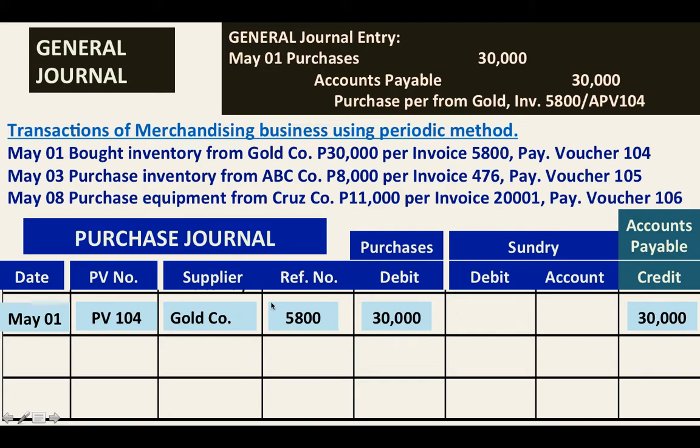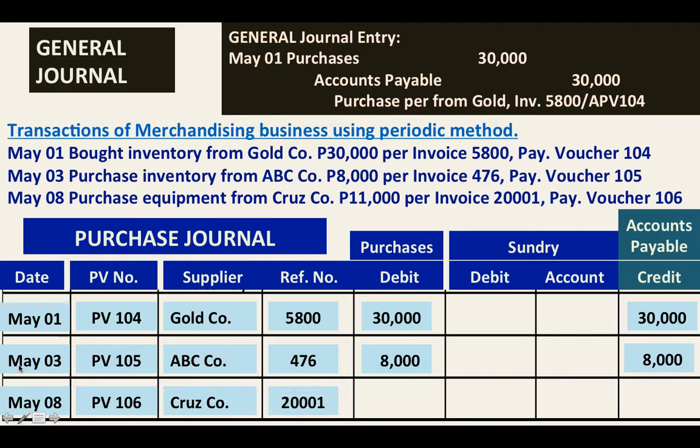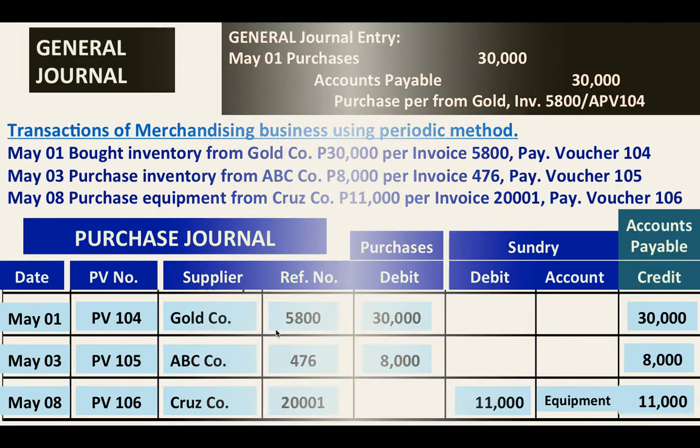So ganito ang recording sa special journal. It's more of a columnar recording. So if doing that for May 3 and May 8, ganito ang ating magiging recording. And for May 8, it's a purchase of equipment from Cruise Company of 11,000. So we will not put that under purchases because we are not using the purchases account. So the entry will be debit equipment of 11,000 and credit accounts payable of 11,000. So ganito ang magiging recording sa purchase journal noong transaction on May 8. So let's move on.